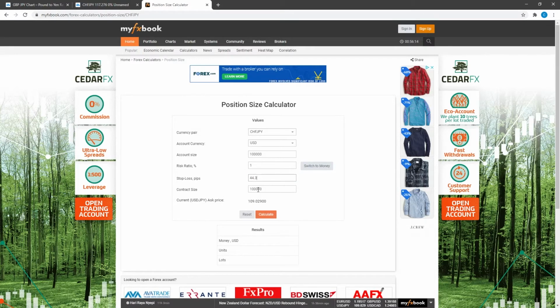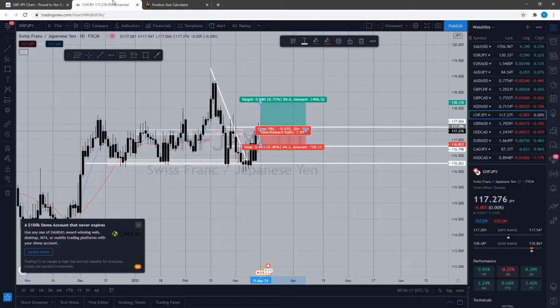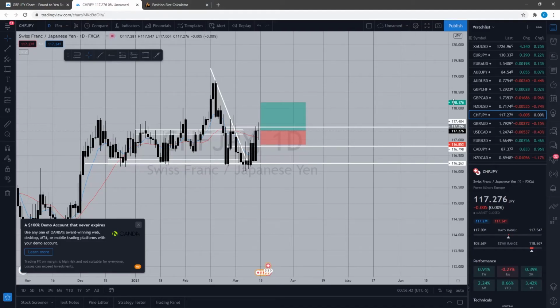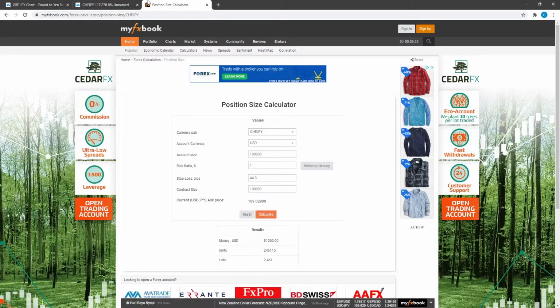And then contract size, you don't have to pay attention to. It does it automatically. And then calculate. And this is what you would set your lot size to. I usually round up, just because that's what I do. Then when you're on MetaTrader 4, you enter your take profit, which would be up here, 118.176, and then your stop loss is going to be down here, 116.853. And then if the trade does stop you out, you'll only be risking 1% of your account.